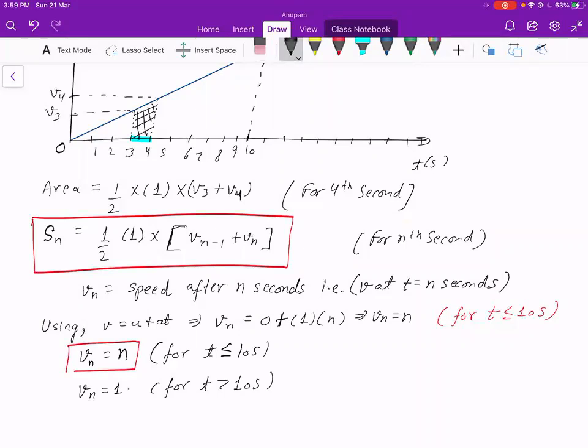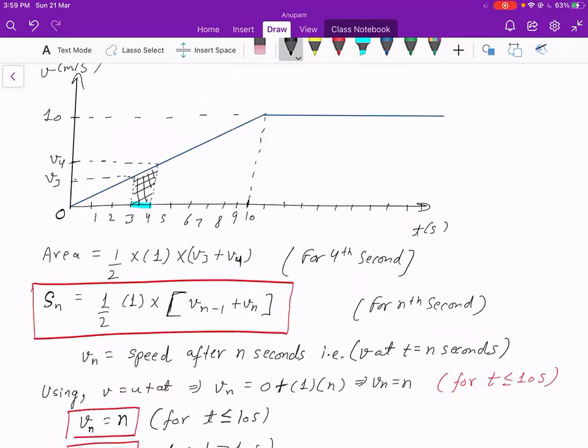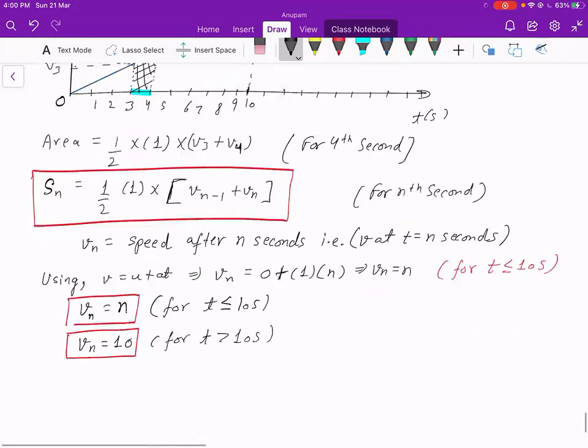You don't have to apply the trapezium formula for the later portions. So it's your choice whether you want to independently do a separate formula for distance after 10 seconds, or you can apply this one. Doesn't matter, because I'll show you why. First, let's find the value of Sn.